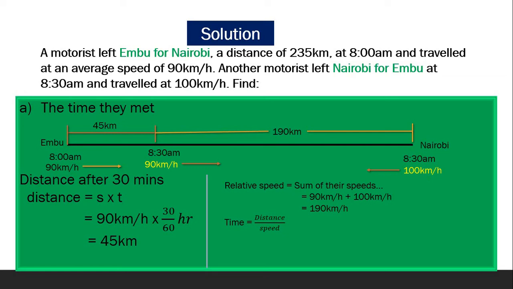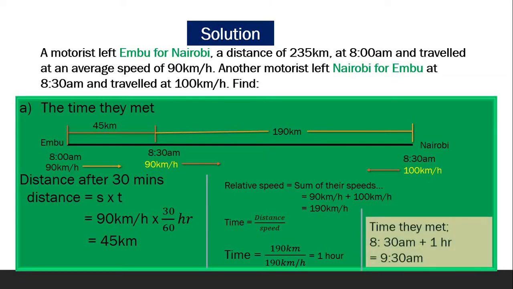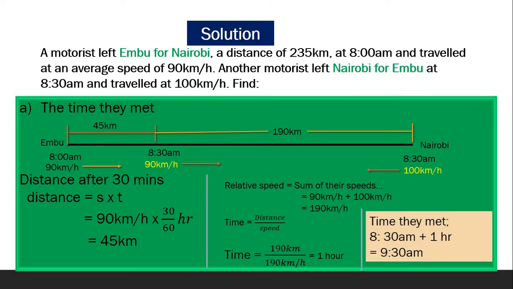So the time they took to meet each other is the distance, 190, over the speed, 190 kilometers per hour. That gives us 1 hour. That means the motorist from Nairobi took 1 hour to meet the other motorist from Embu. So, the time they met. You can either use the time from 8:30 plus 1 hour, or you can use 8 a.m. plus 1 hour and the other 30 minutes, which had been taken by the first motorist. So the time they met is 8:30 a.m. plus 1 hour. That gives us 9:30 a.m.